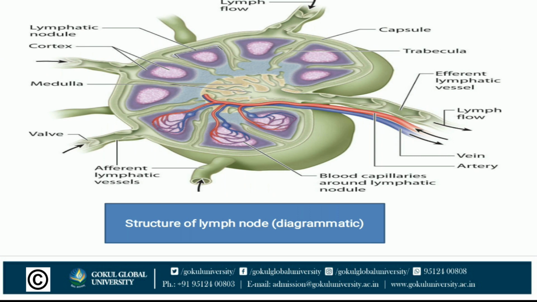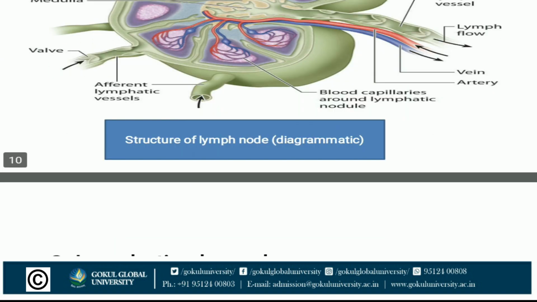Okay, in this diagram you can see the hilum, lymph flow, efferent lymphatic vessels, trabeculae, capsule, lymph flow, lymphatic nodule, cortex, medulla, valves, afferent lymphatic vessels. Okay, structure of the lymph node.